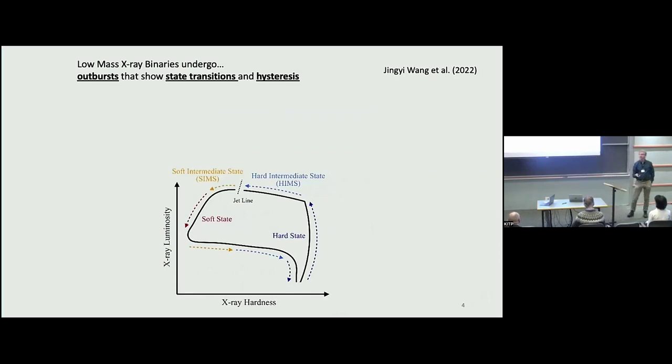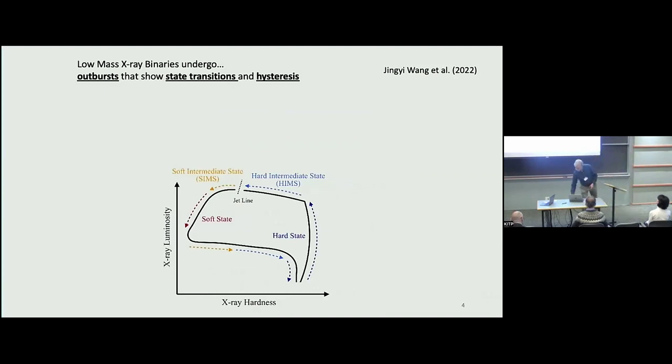And the other key thing is this hysteresis. Roughly, the y-axis here, X-ray luminosity, is basically mass accretion rate in the inner disk, the radiating part of the inner disk. Then the transition from hard to soft is at a different accretion rate than soft to hard. So what generates that hysteresis?